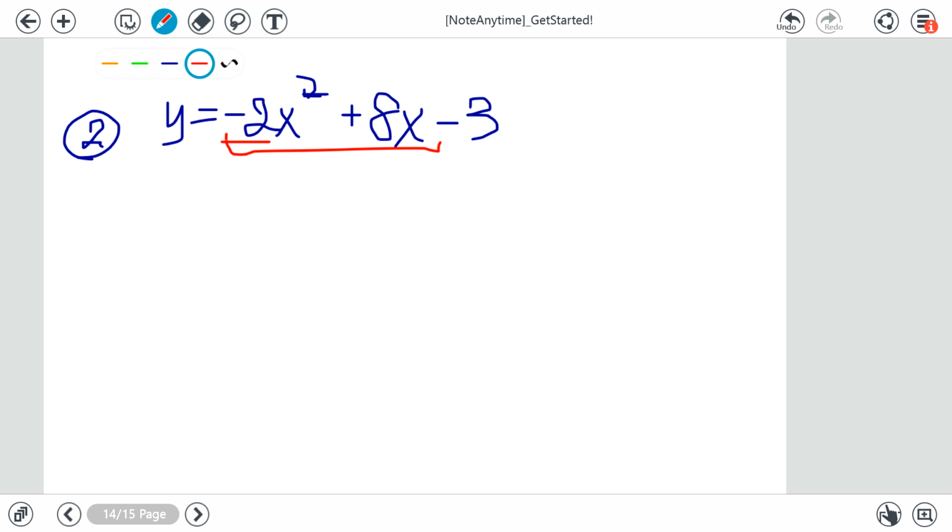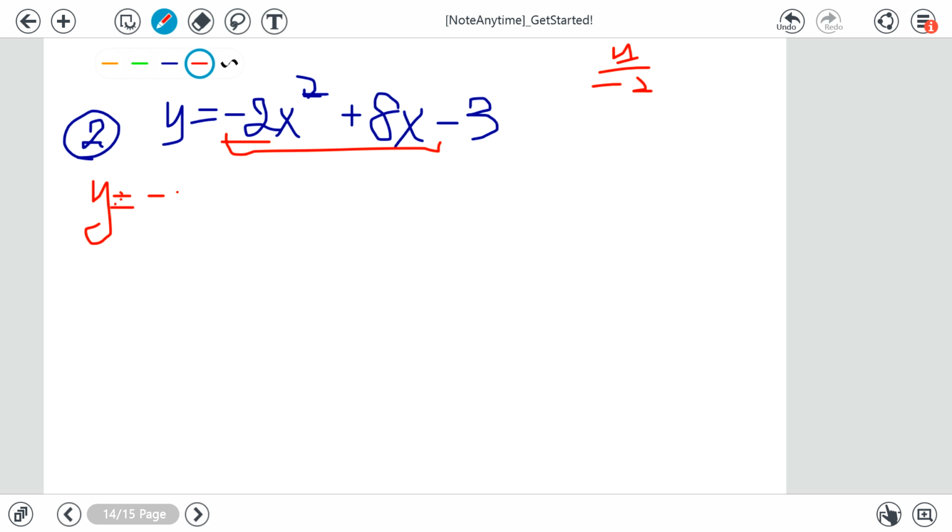Here's the reason why. If I do that, I'm going to end up having y over negative 2 on the other side, which is something that I just do not want to have. So here's what I'm going to do. I am going to go ahead and factor out negative 2 rather than dividing by negative 2.